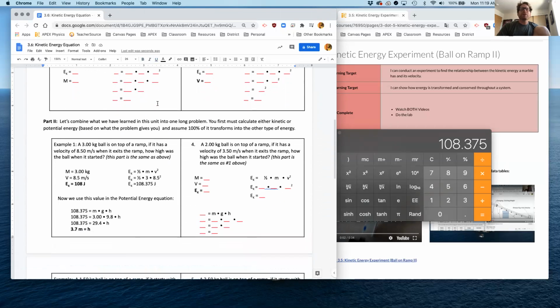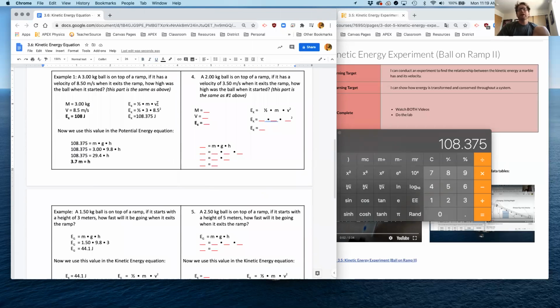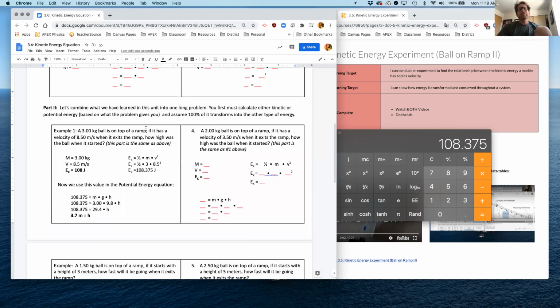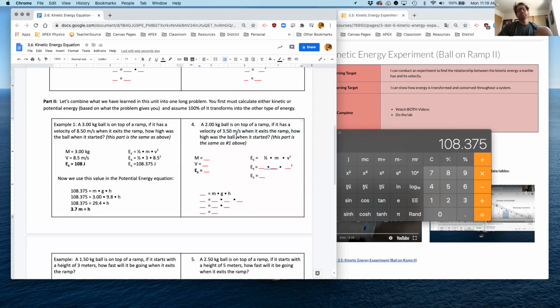Now the second part is a little tricky. Basically, the second part is kind of like a reproduction of the lab, but in equation form. I'm going to give you a problem, and you're going to solve for, in this first case, kinetic energy. And then you're going to assume that all the kinetic energy that the marble had at the end of the ramp, it started as potential energy. We're going to assume there's no friction and there's no thermal energy. So let's take a look at this one.